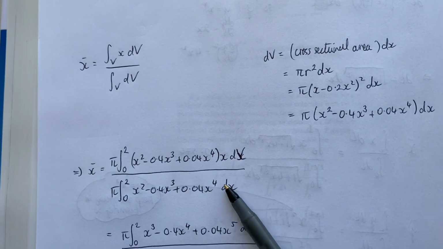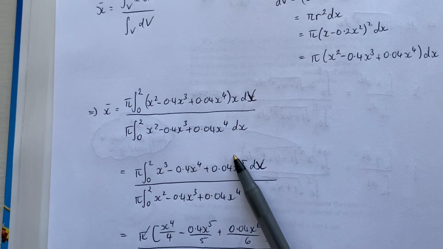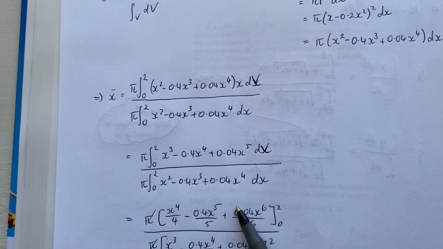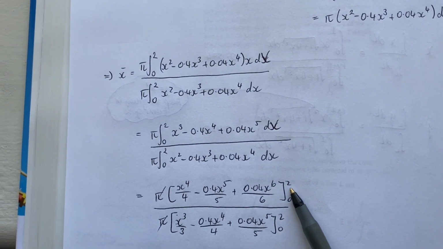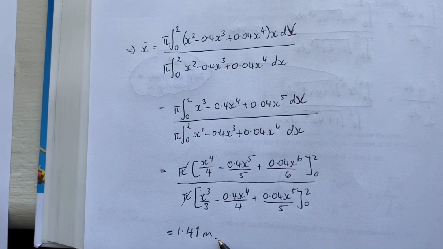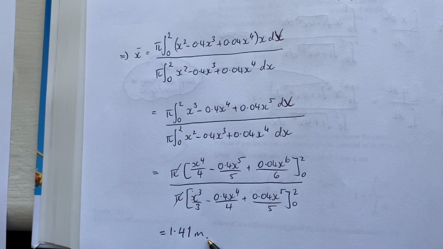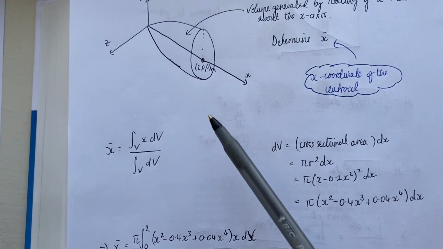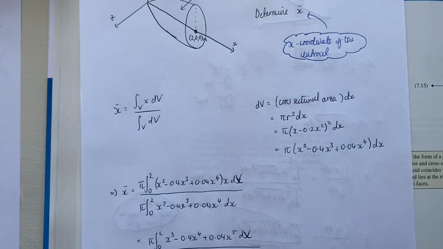So if I perform that integration on those expressions, tidy it up a little bit, and work out what the value of this is between x equals 0 and x equals 2, I should get 1.41 meters as the x-coordinate of the centroid of this shape. So just make sure that you can perform that integration and get the same answer.